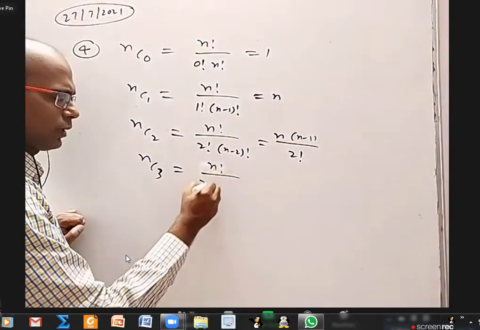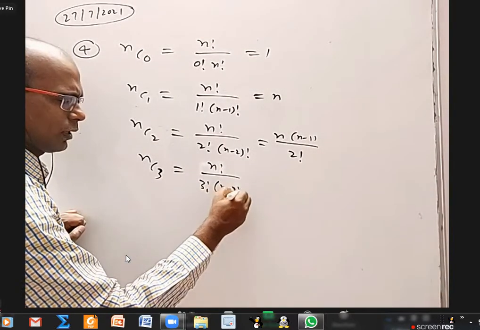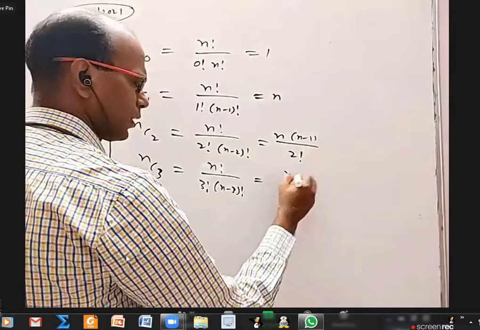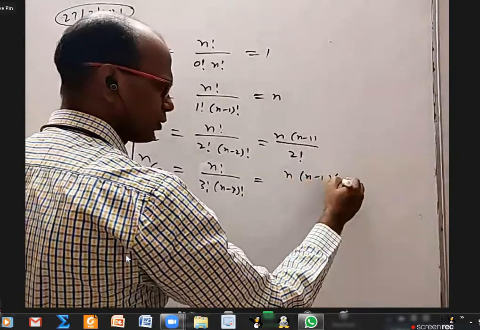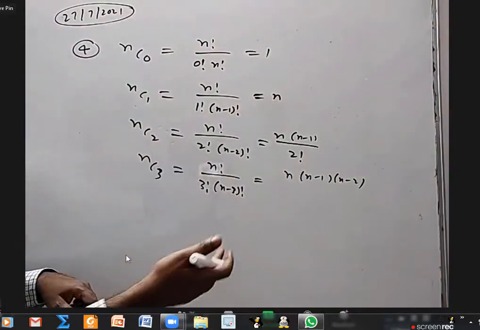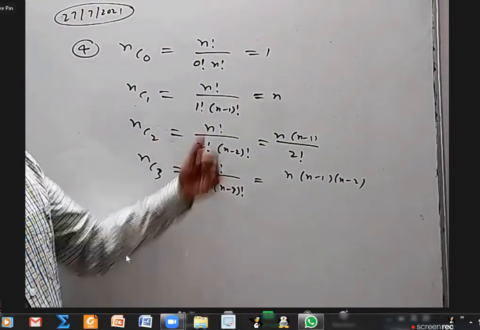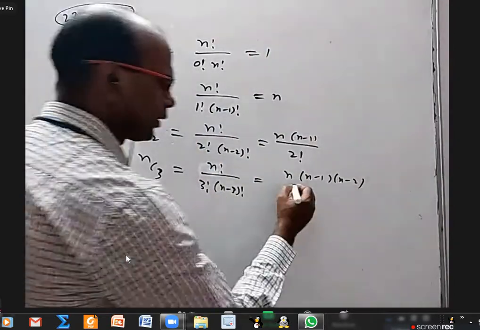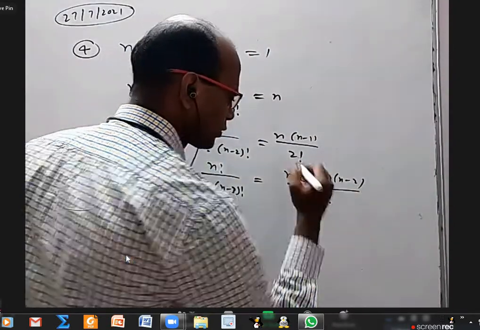n factorial by 3 factorial into n minus 3 factorial. That is n into n minus 1 into n minus 2. n, next smaller number is n minus 1, next smaller number n minus 2. The next smaller number is n minus 3, and then on till 1 will get cancelled with this. I will be left with 3 factorial.